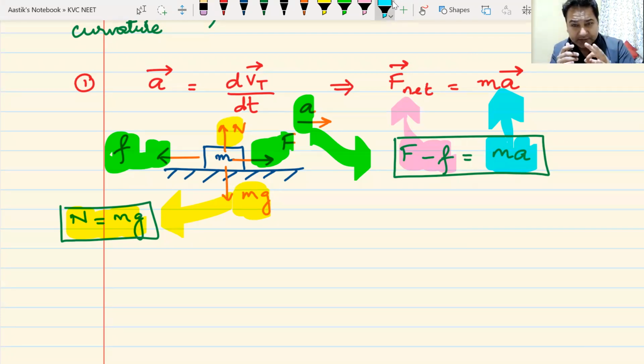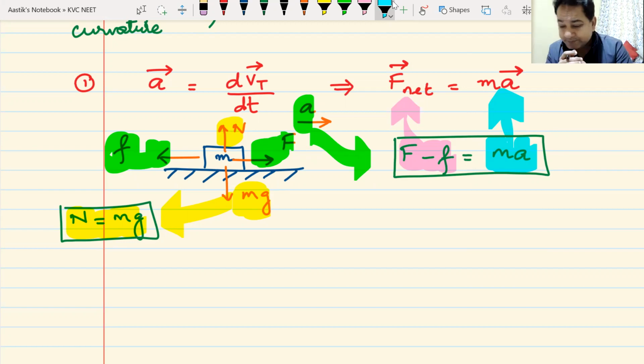Remember, this F net is the net force. Ma is not a force. Whenever we have net force, that must be equal to mass into acceleration. So mass into acceleration in itself is not a force. When you multiply mass with acceleration, that will give you the net force. Now this net force can be gravitational force. This net force can be frictional force. This net force can be spring force. It can be a combination. M into a just gives me the net force. M into a is not a force. M into a gives me the net force.